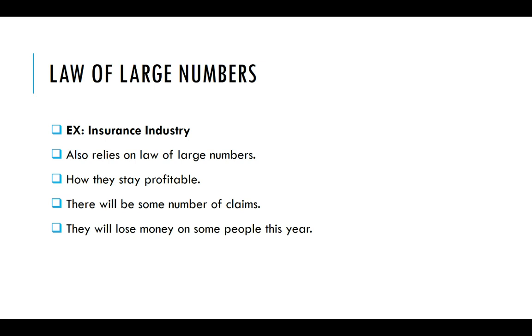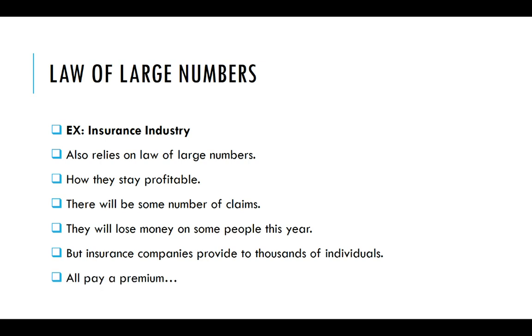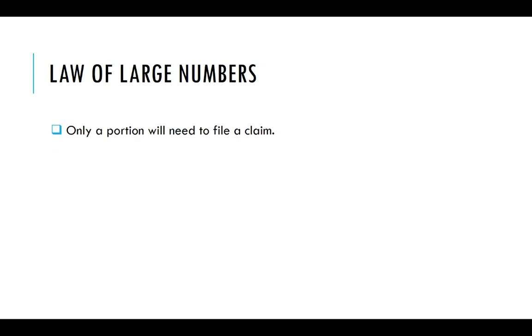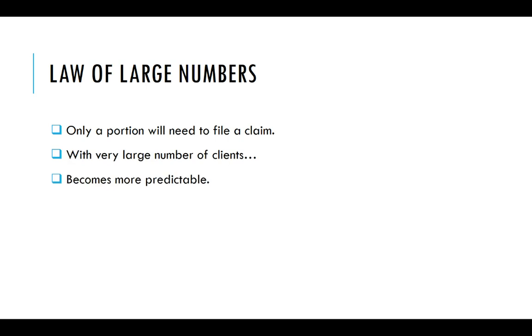And when there's claims, the industry clearly knows they're going to lose money on some people this year because there'll be some proportion of people that make claims. But do they insure just one or two people? No, that would be highly risky. The insurance companies provide insurance to thousands of individuals. And of course, we know those thousands of individuals all pay a premium. And so when only a portion of them need to file a claim, then we know that with a very large number of clients, the whole situation with respect to profitability and risk becomes much more predictable.